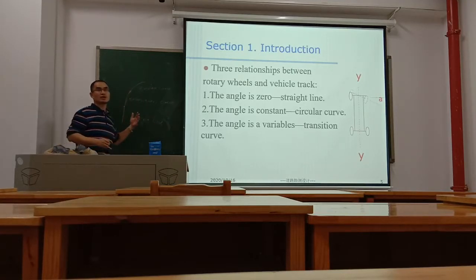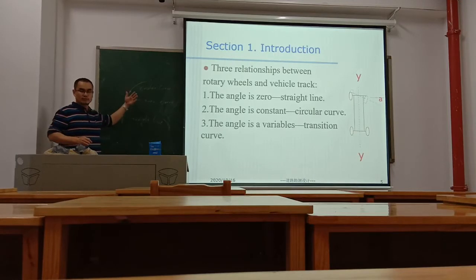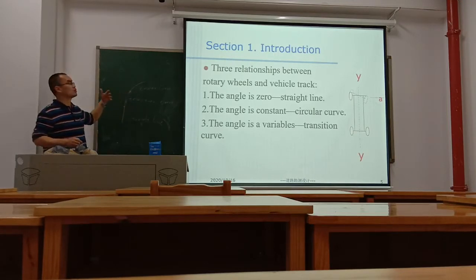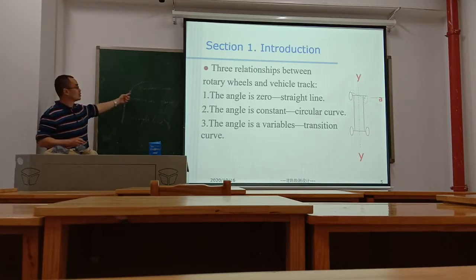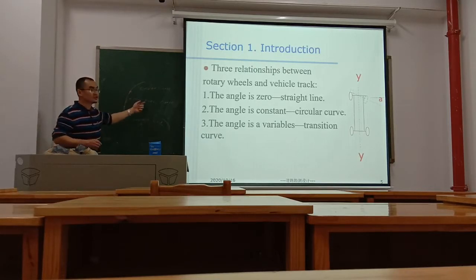This is the route, or road alignment. Road alignment is composed of direction, circular curve, straight line, and transition curve. Okay.